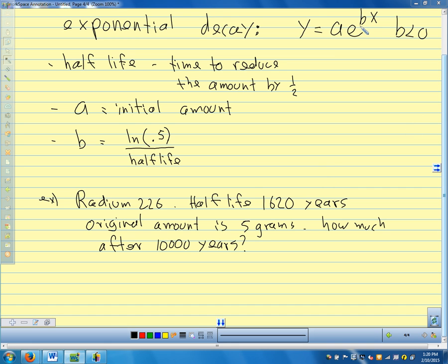So this is going to be an exponential decay model. Our equation is going to be y equals our initial amount, 5, times e to the b, where b is the natural log of 0.5 divided by 1620, times 10,000. And we just need to calculate this.